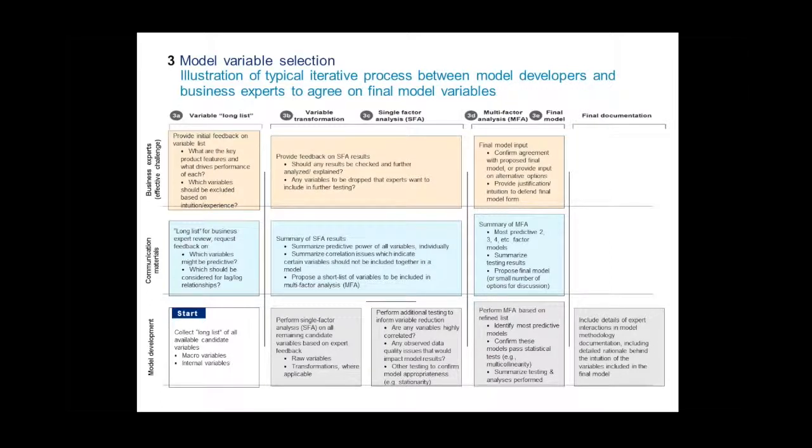So this is the model variable selection. It's just an illustration of a typical iterative process between the model developers and the business experts to agree on the final model variables. There are a few steps: first the variable long list, then variable transformation, single factor analysis, multiple factor analysis, and our final model. All those need to be documented, so you can look into the details of how to select our variables and follow those steps.